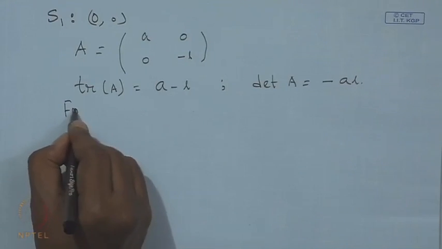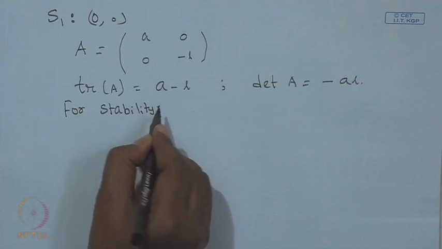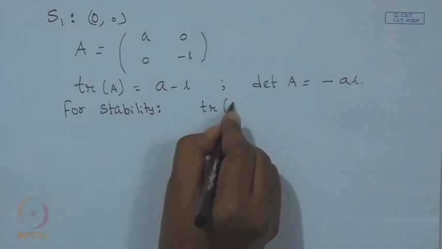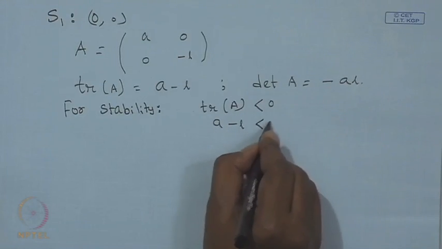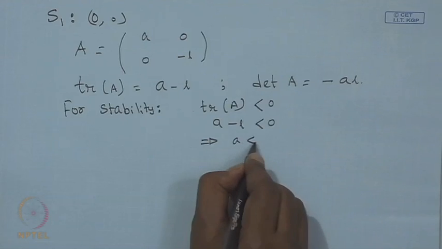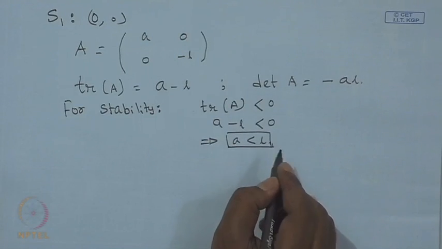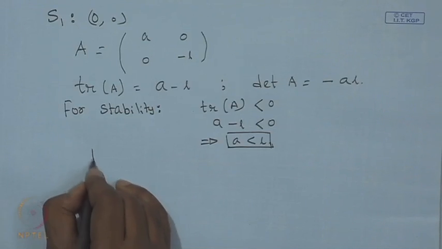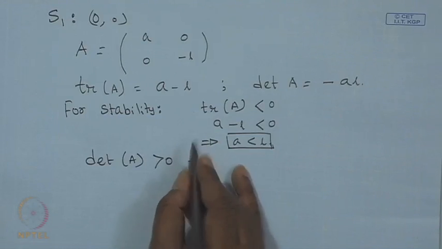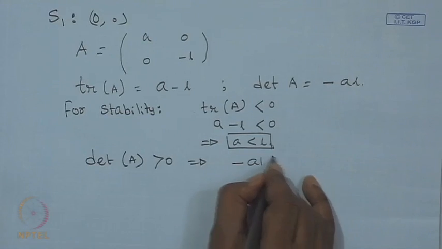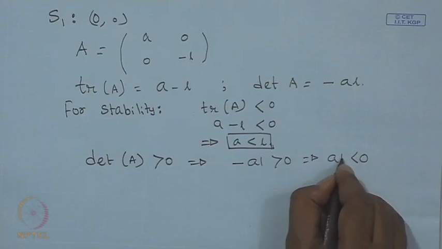Now, for stability of this particular steady state, trace of A has to be less than 0. So, a minus l should be less than 0. So, a must be less than l. That is required condition number 1, and next condition is determinant of A should be greater than 0. That means, minus a l should be greater than 0 and a l has to be less than 0.